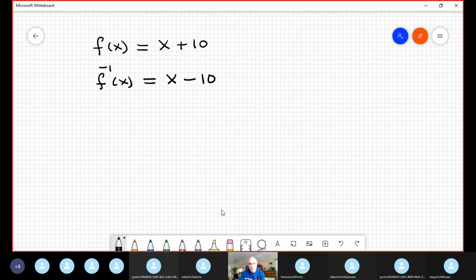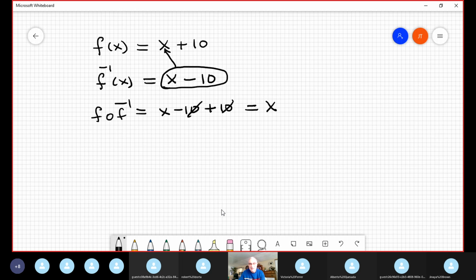And when you put them together, when you are doing composition of those with each other, remember, one function inside another function. Suppose que this expression, I plug in here. So we have no x anymore. We have x minus 10 plus 10. And this is cancelled. And the answer is x, which gets the identity function.